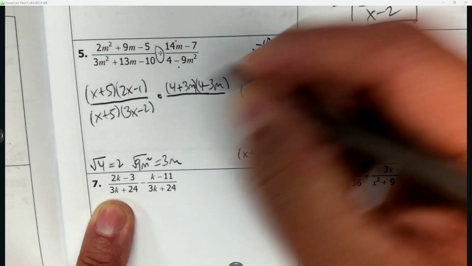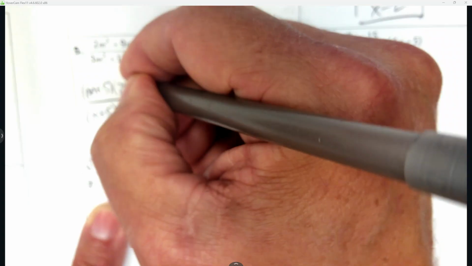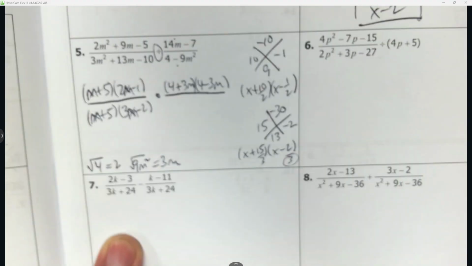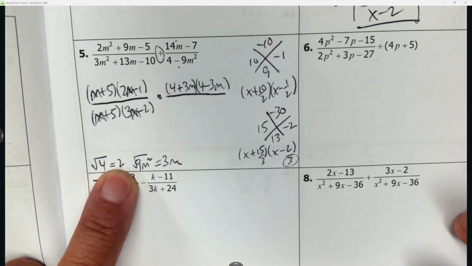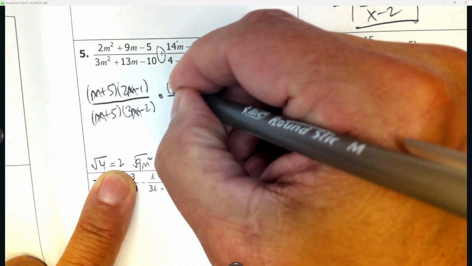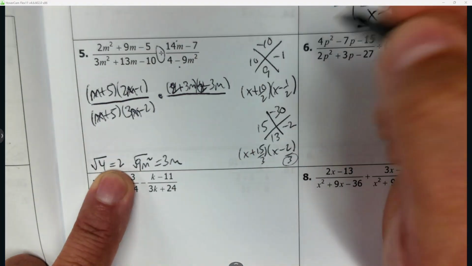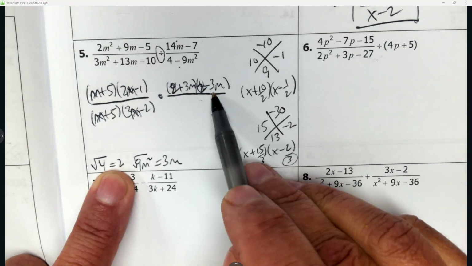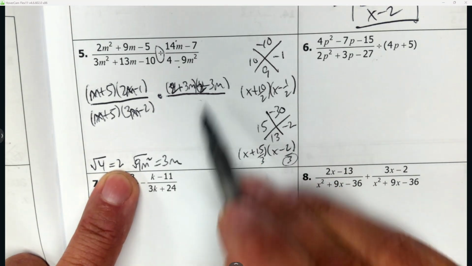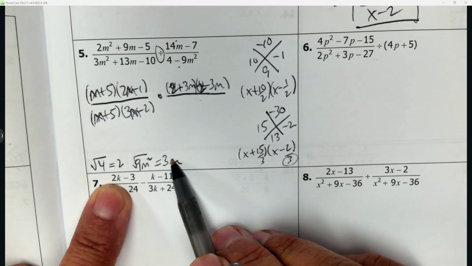M? Why am I doing x's? M. Let's do m. What did I say 4? The square root of 4 is 2. Let's do that right. 2. And this should say 2. So both of those are 2. So 2 plus 3m and 2 subtract 3m.